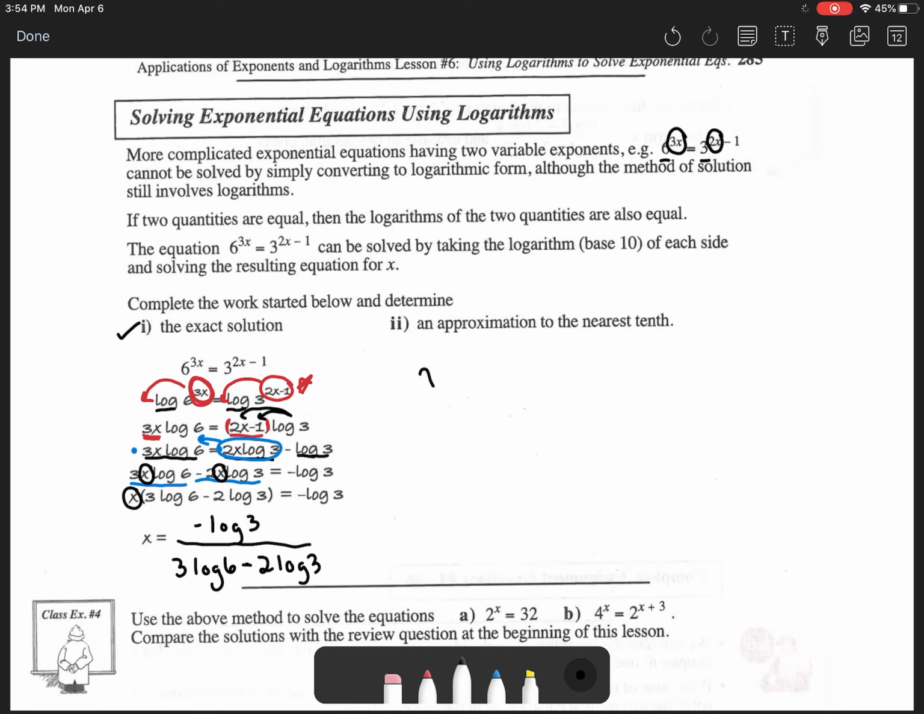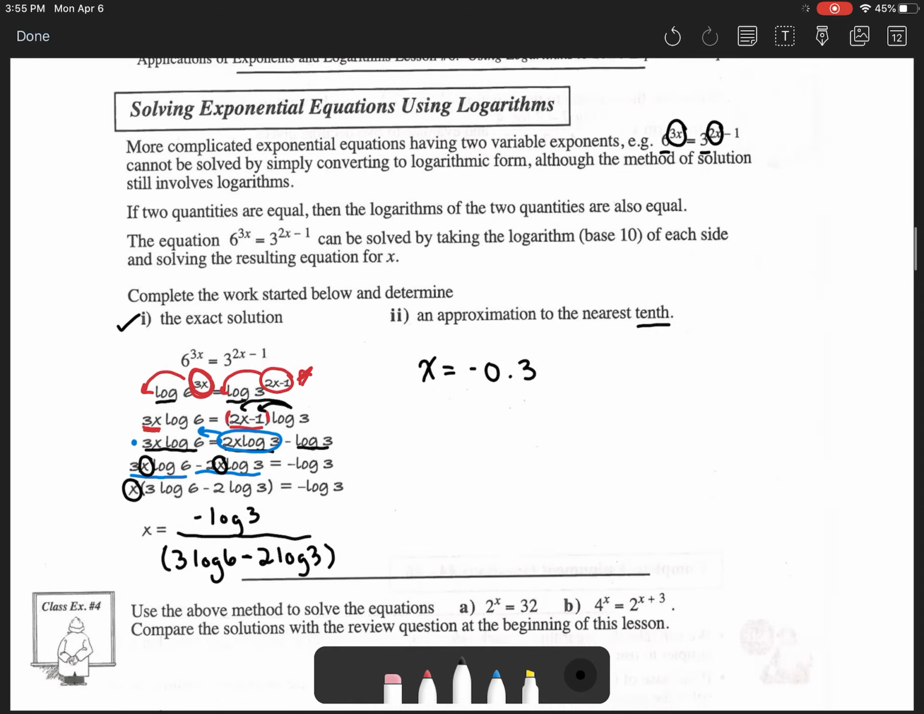So what you would do now is actually use your calculator to evaluate that. So you're going to go negative log 3 divided by 3 log 6 minus 2 log 3, and you can do that all in one calculation. Just please make sure that when you do it, you have brackets around what is in the denominator. So negative log 3 divided by, and then bracket 3 log 6 minus 2 log 3, close the brackets, and divide, and to the nearest tenth, which is 1 decimal place, you will see that x is equal to negative 0.3. So that's the easy part of the question, right?